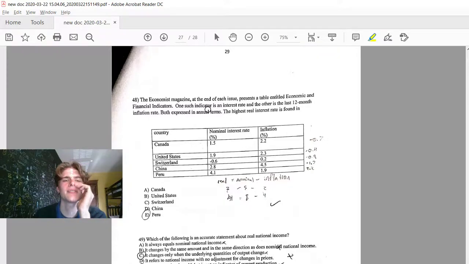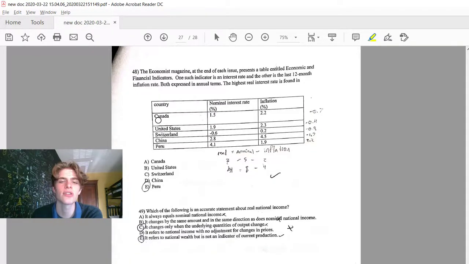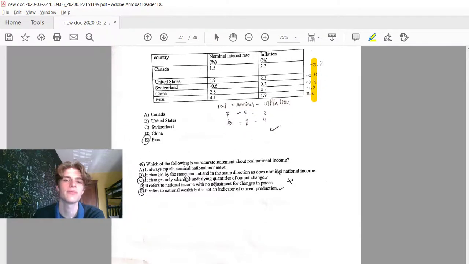The Economist magazine at the end of each issue presents a table entitled Economic and Financial Indicators. One such indicator is an interest rate and the other is the last 12-month inflation rate, both expressed in annual terms. The highest real interest rate found is... real is equal to nominal minus inflation. Just do them all. Peru by far has the highest, right? I just did them all. You find the highest. That's it.